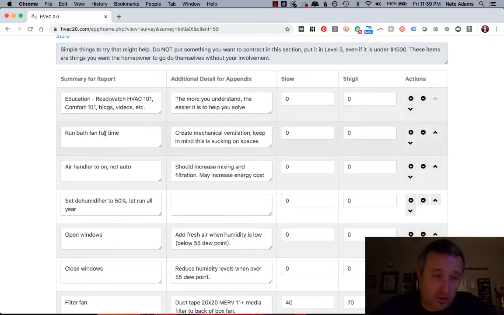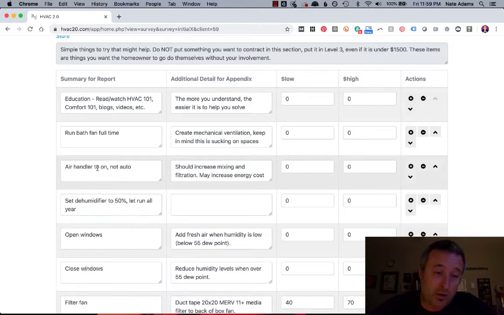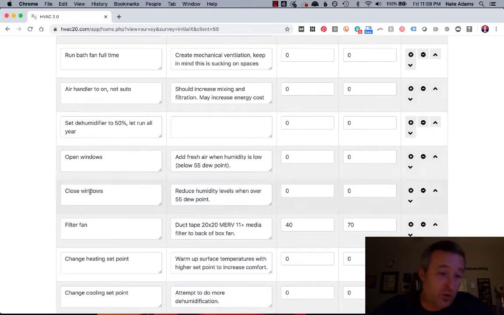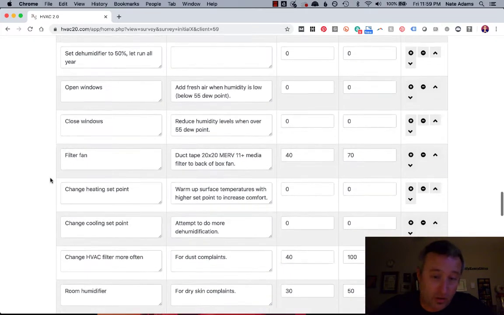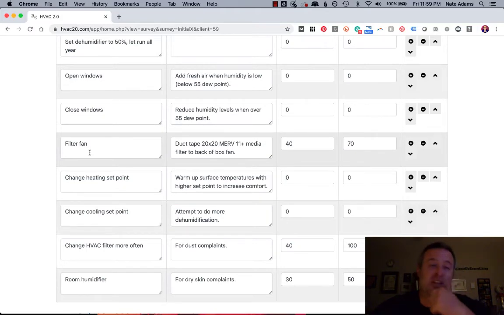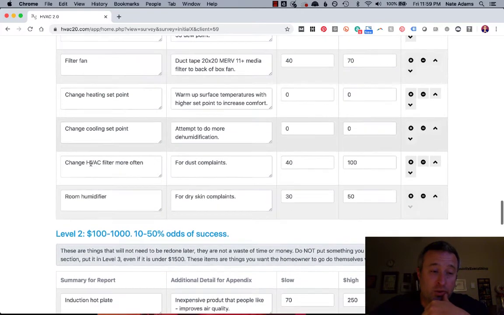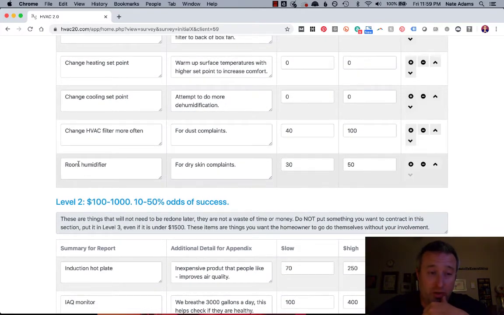Education, give them links to things. Should they try running the bath fan all the time? Do they normally keep the air handler on auto? Put it on. Set the DHU if they have one. Open windows, close windows. I mean, it's basically stupid pet tricks. You're just trying various stuff. The filter fan's not a bad idea. That's an inexpensive room filter. Play with the heating and cooling set points. Change the filter more often. Buy a room humidifier. So those are all inexpensive things that if they buy, it's not a waste of money. It's not a dumb way to do something. It just may or may not be helpful.